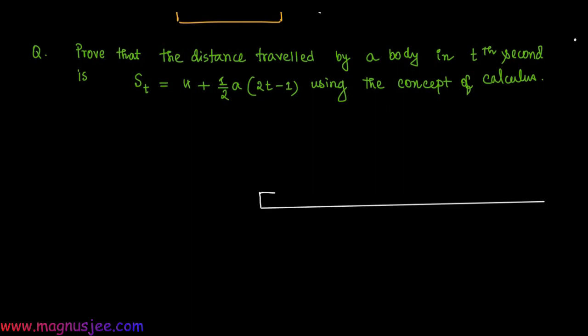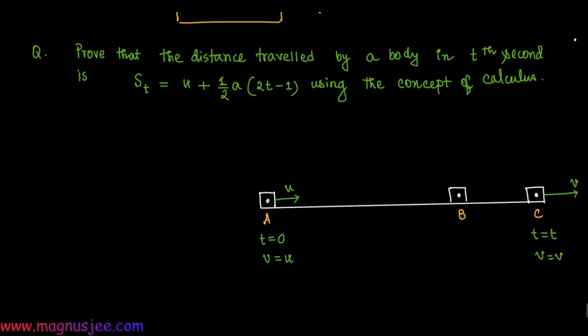This is a straight line along which a body will be moving. Initially the body was at the point A and was moving with initial velocity u, and the point C is the final point at which the body has the velocity v. At A, t equal to 0, and at the point C, t equal to t second. At A the velocity was u, and at the point C the velocity becomes v.